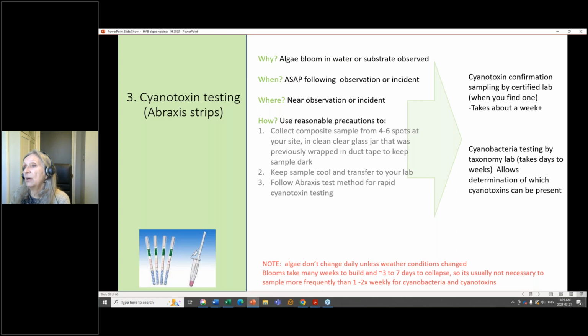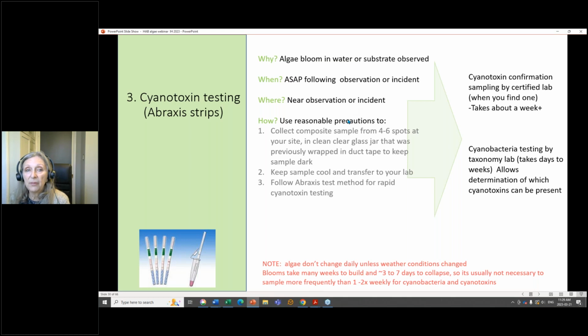So here's a system that you can use, or you can reach out to your health authority to get help with this. Cyanotoxin testing can be done by a company that puts out something they call Abraxas strips. They're a discrete recipe that you follow. It's about a 5-step process, and it will tell you right away whether these test strips have detected a cyanotoxin or not. So they're very useful.